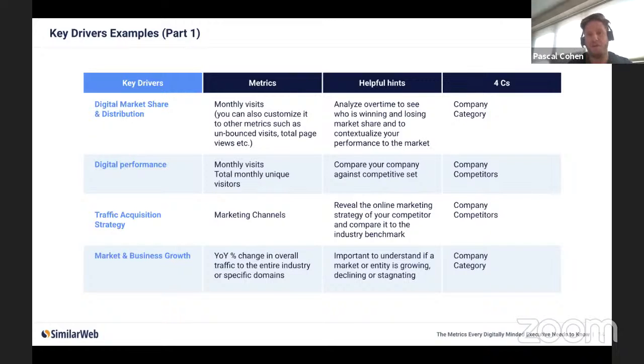But this is one very, very important key driver to really understand what has happened in your market, what is happening in your digital landscape, and how it is evolving over time.